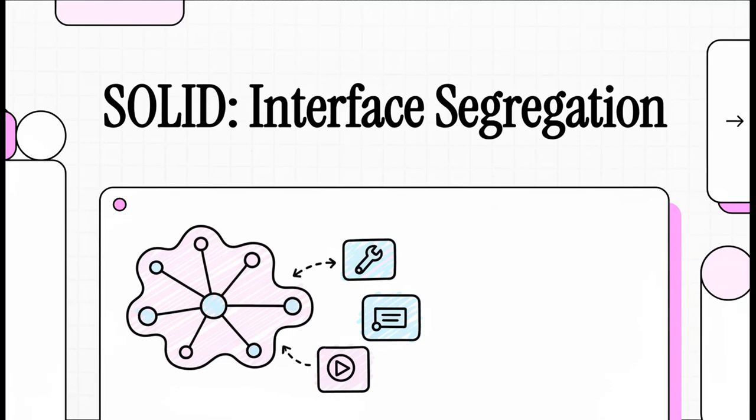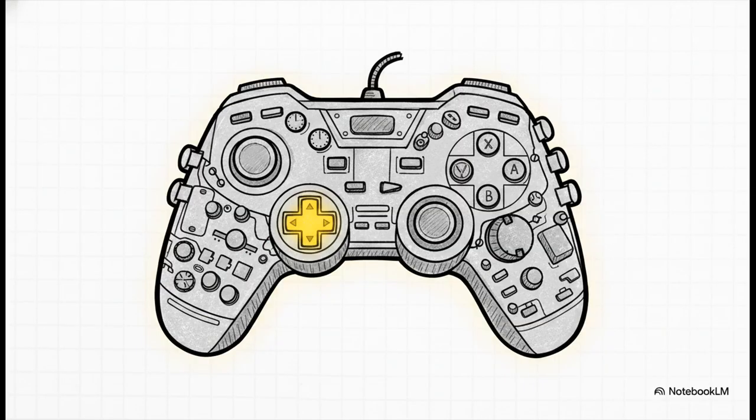All right, let's dive into the I in SOLID, the Interface Segregation Principle. And trust me, once this one clicks, you're going to start seeing ways to clean up code absolutely everywhere. So, to really get a feel for this, let's start with a little analogy.